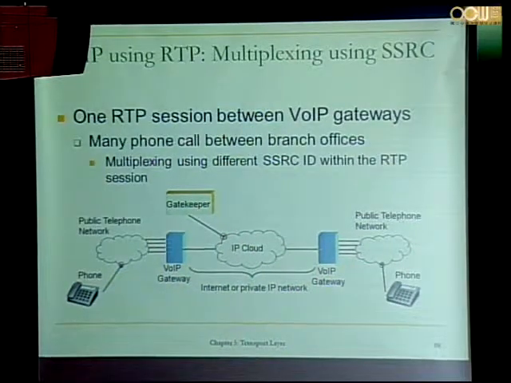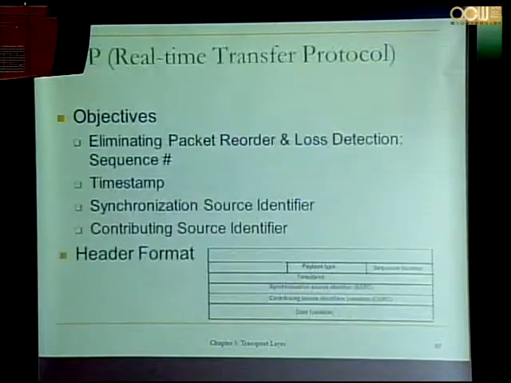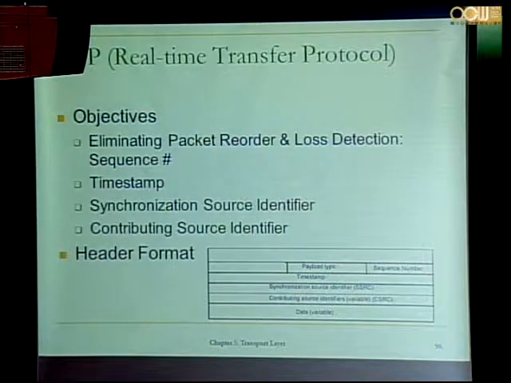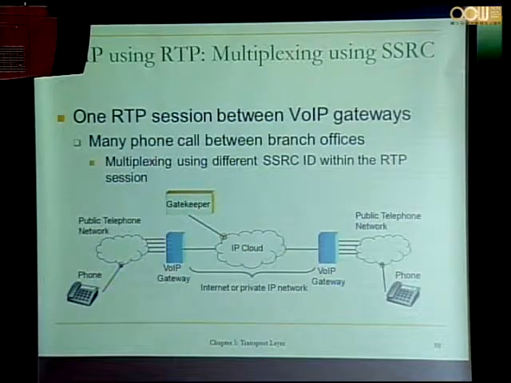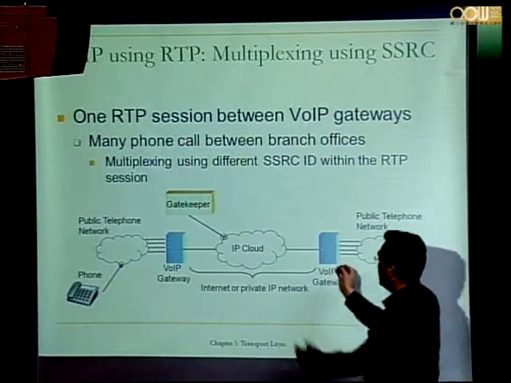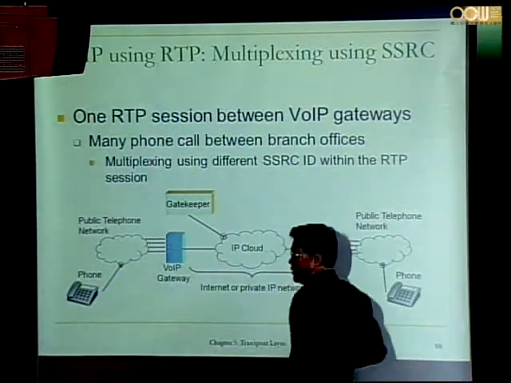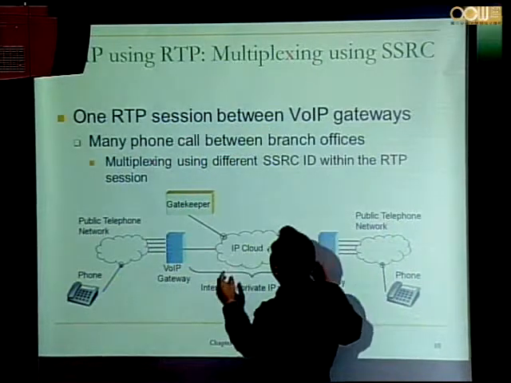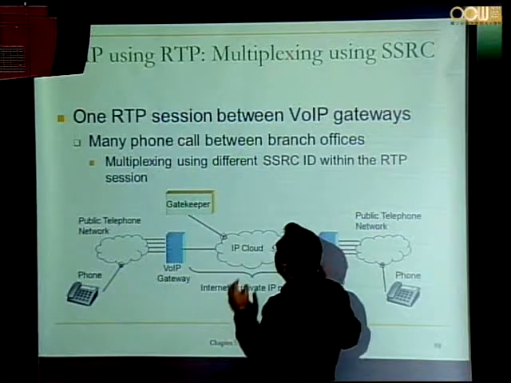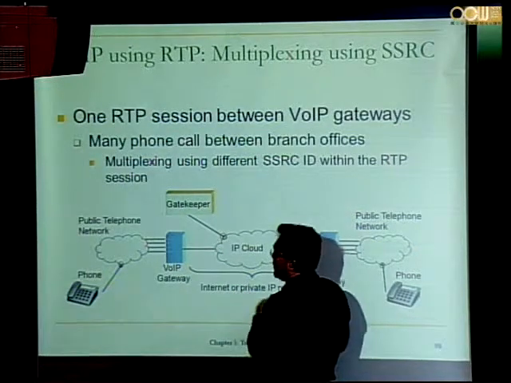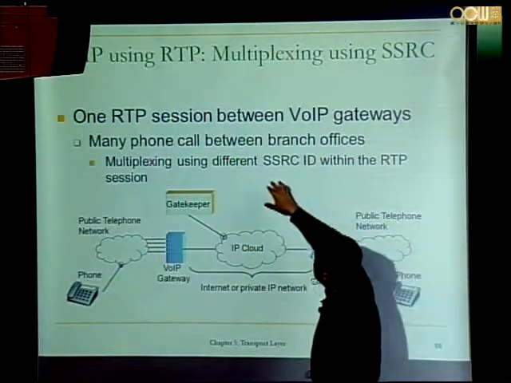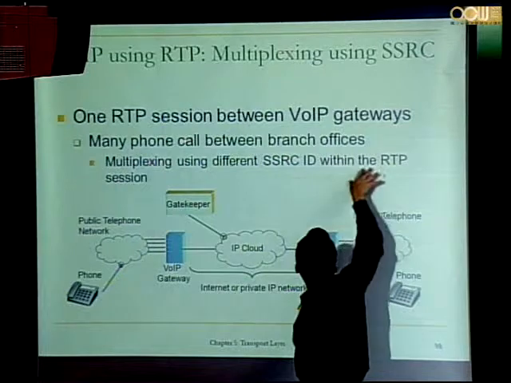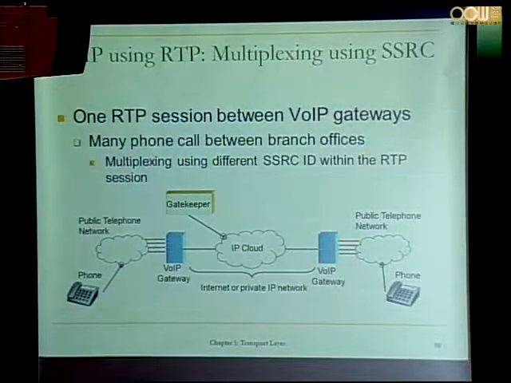Then I would need to use the session ID here, the synchronization source identifier or contribution source identifier. I need it to differentiate them, because on the internet I have just seen one RTP session. Within the RTP session there are multiple streams, and I can only differentiate them by giving them an identifier, which is in the RTP header. So I can do that multiplexing using different SSRC IDs within one RTP session. That's one example.